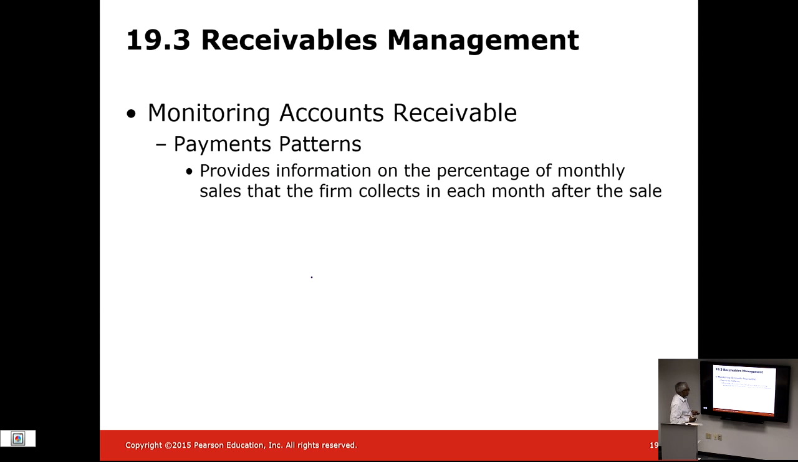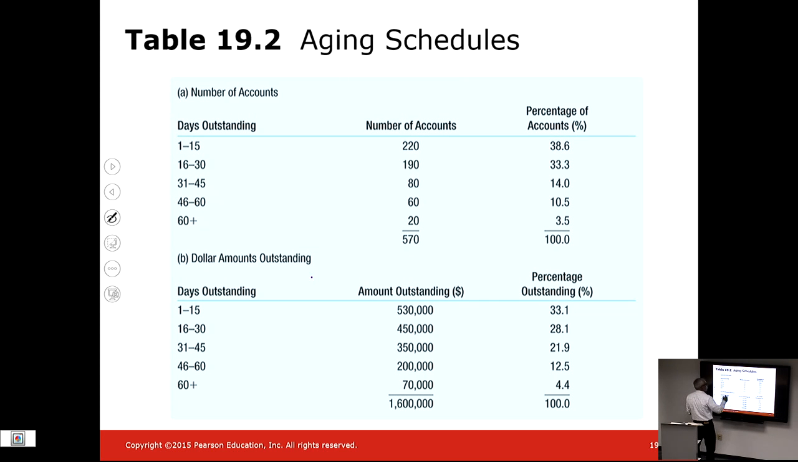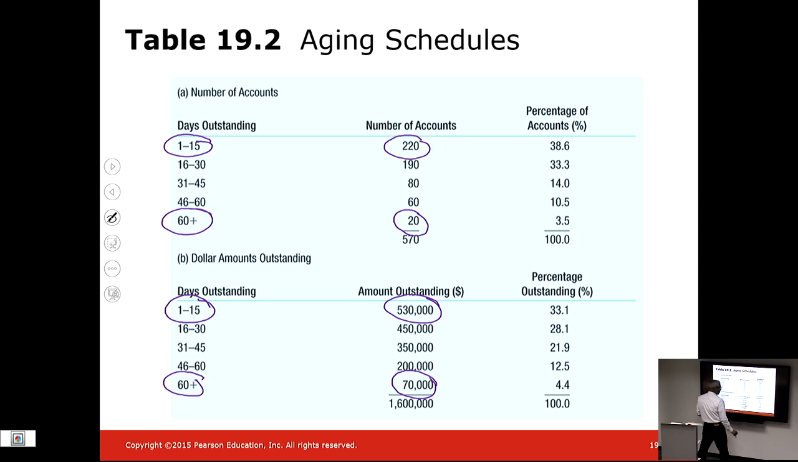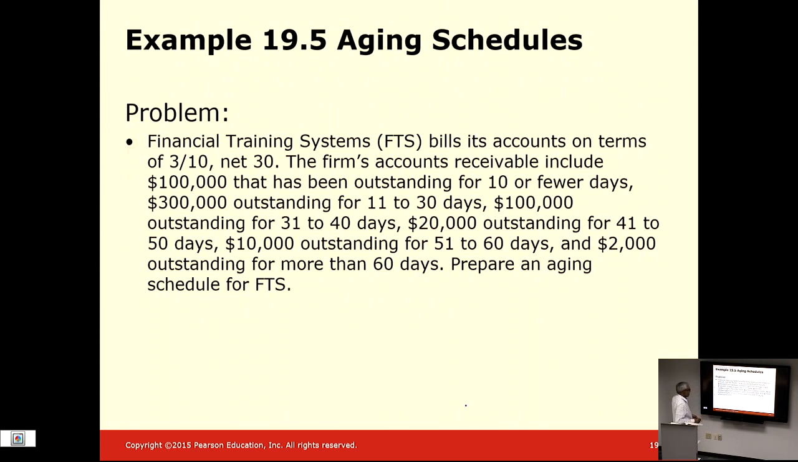So it's possible that you could have a company with about 220 accounts that are being collected in 15 days, but they also have 20 accounts that are taking 60 days to collect. Another way of putting this is it takes about 15 days to collect on $530,000, but it takes upwards of 60 days to collect on about $70,000. So this is the total amount that is outstanding, but not all of it is outstanding over the same time period. Of course, we want to have more over here and less over here. That would be the goal of managing our accounts receivable.